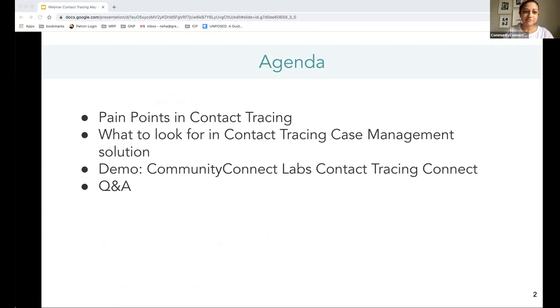We also have Perla, the CEO of CommunityConnect Labs, and Eric Stone, who is our Chief Technology Officer.